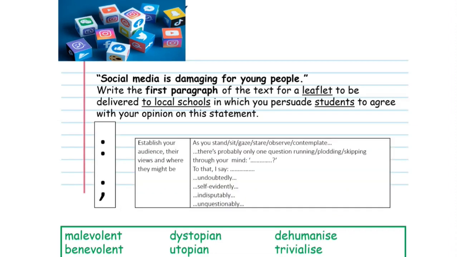Okay, so I want you to pause the video here and write up your established audience paragraph using the sentence starters on the side there in the box, the established audience box. So it says, as you stand, sit, gaze. Obviously, you only need to choose one of those. There's probably one question running, plodding, skipping through your mind. You can make up your own verb and you can add the adjective in front of mind as well, remember.